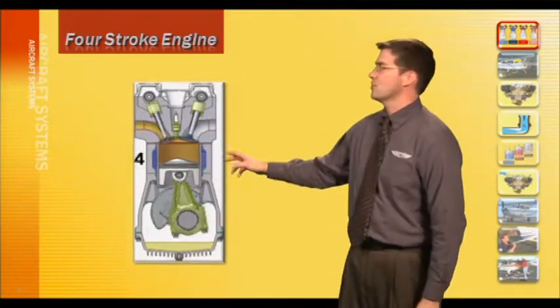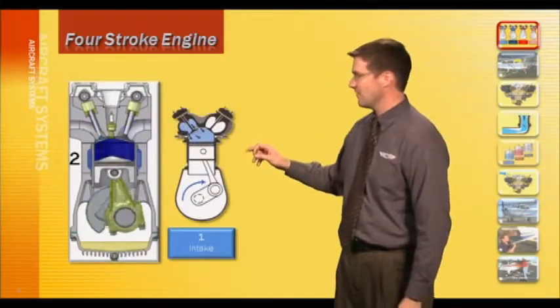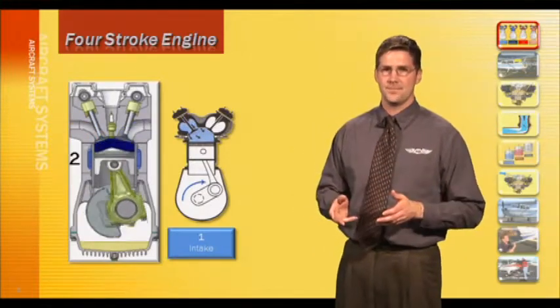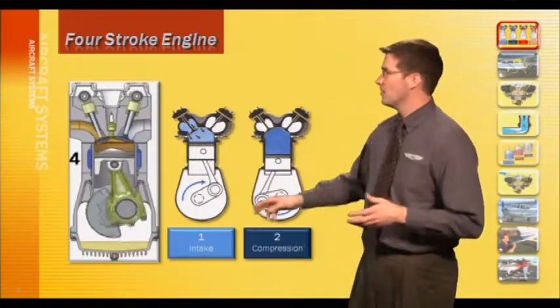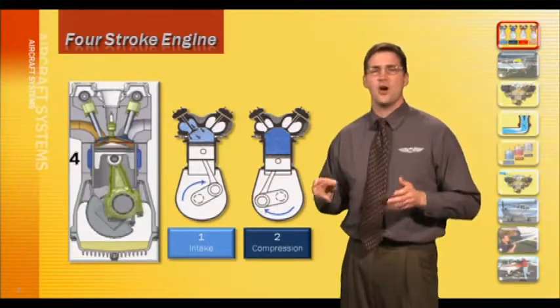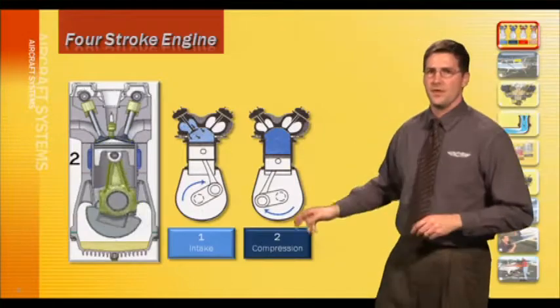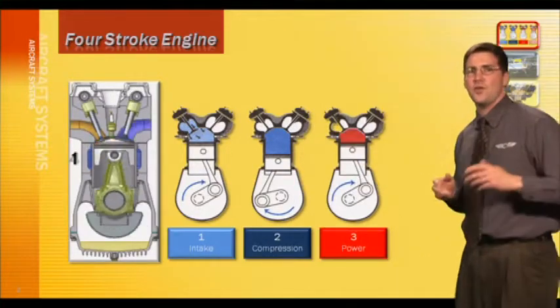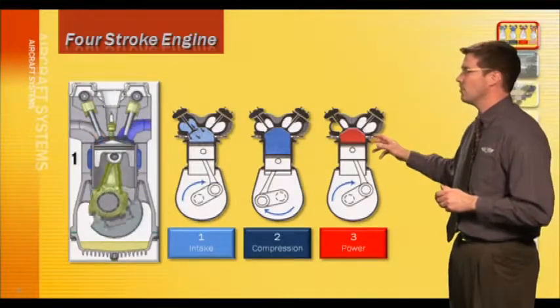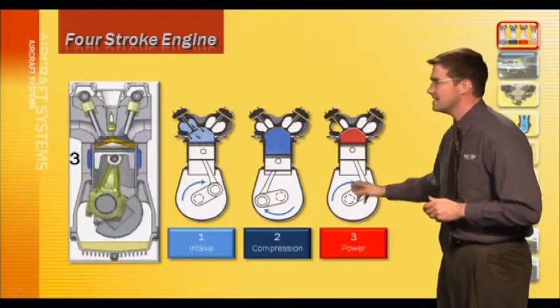On the first stroke, the intake valve opens and a fuel-air mixture is drawn into the cylinder. On the second stroke, the piston travels up to compress the fuel-air mixture. This is called the compression stroke. The third stroke of the piston is called the power stroke, and it's where the spark plug ignites the fuel-air mixture and pushes the piston down.